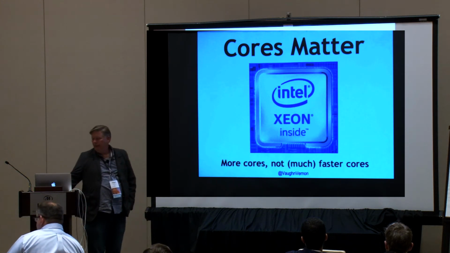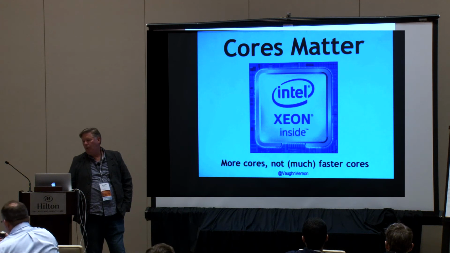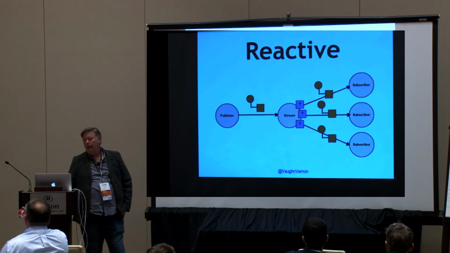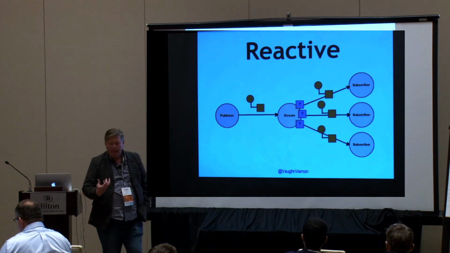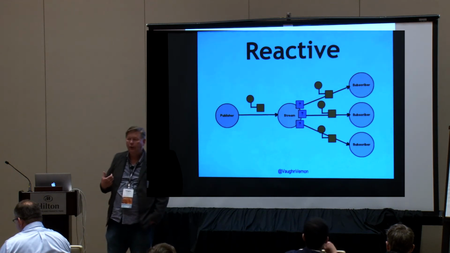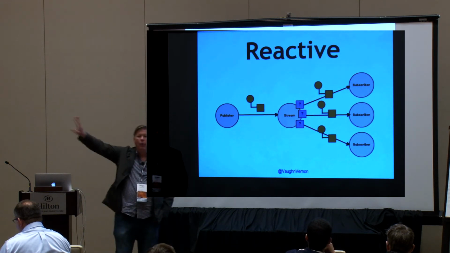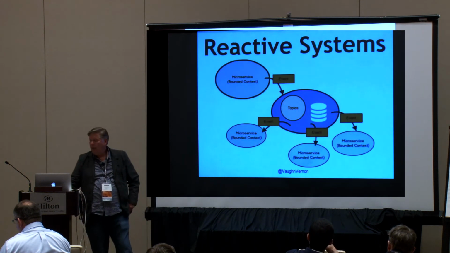So cores matter. Cores are not getting faster or much faster. We're getting more cores, though. Reactive is important. So instead of using a thread all the time, any given component only uses a thread when it has something to do. Otherwise, it's just out of the way. Don't have to worry about it not using the machine.